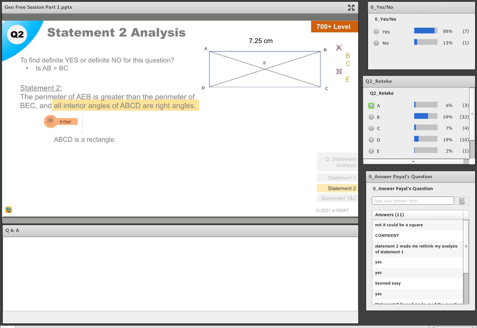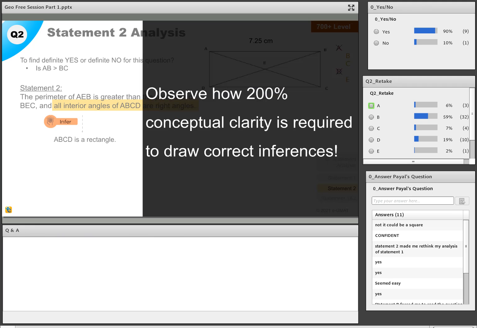Right? When you are able to draw that inference, you get to that level, that 90th percentile, that 97th percentile that you need to get to in order to get to Q50. Okay, but you don't do that in isolation. You don't do that right off the bat.